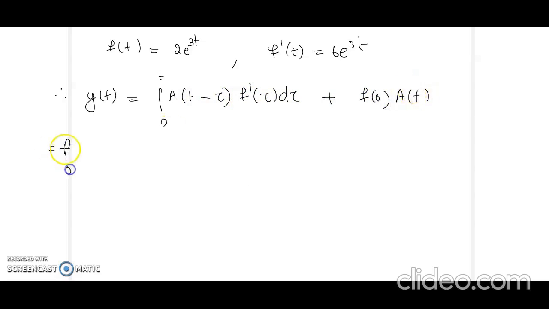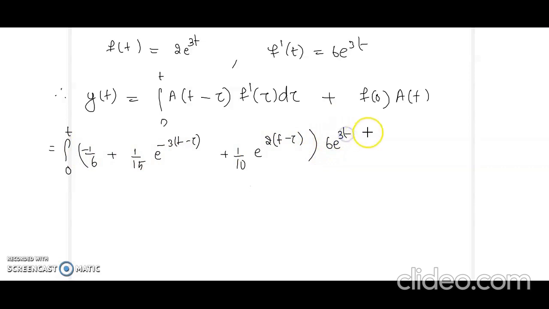So substituting a, you will get integral 0 to t of minus 1 by 6 plus 1 by 15 e raised to minus 3 into t minus tau plus 1 by 10 e raised to 2 into t minus tau, into f dash of tau, which is 6 e raised to 3 tau, d tau, plus f of 0 is 2 into a of t, which is minus 1 by 6 plus e raised to minus 3t by 15 plus e raised to 2t by 10.